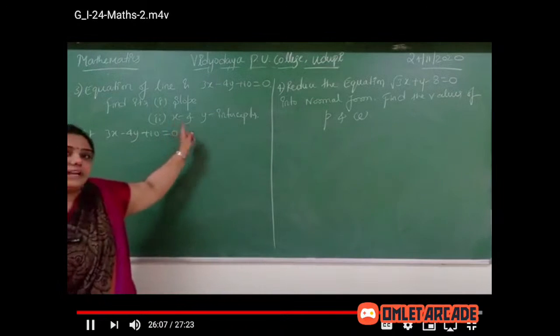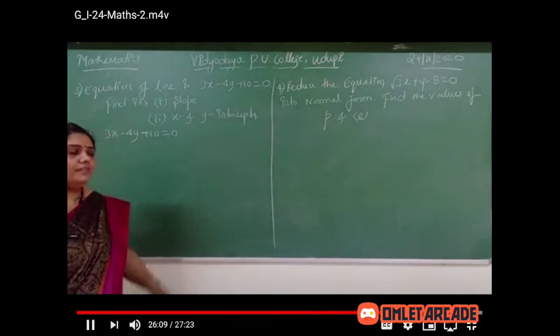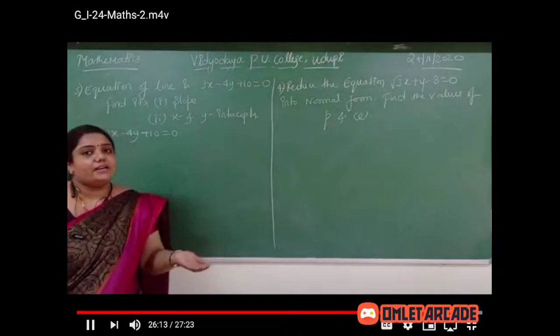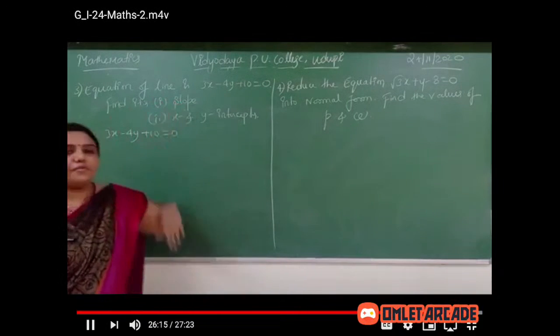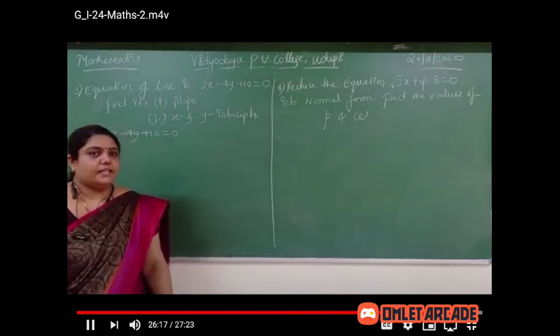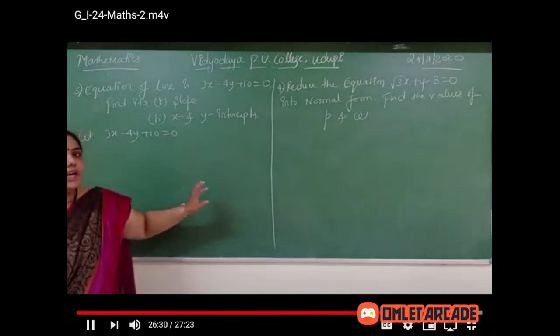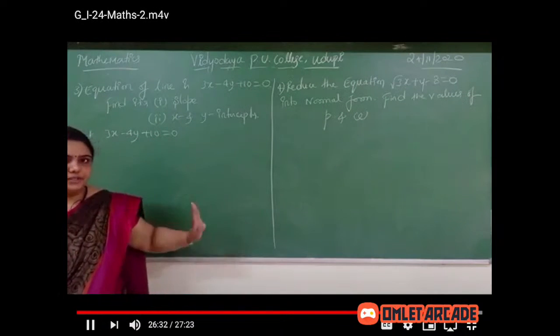But still we need to find the x-intercept here, isn't it? When you convert this equation into intercept form, you will get the x and y intercepts, but you will not get its slope. So it's very simple. We'll convert this equation into slope-intercept form first and extract the slope from that. And we'll convert this equation into intercept form and find its intercepts here.